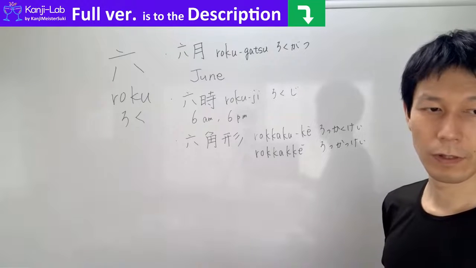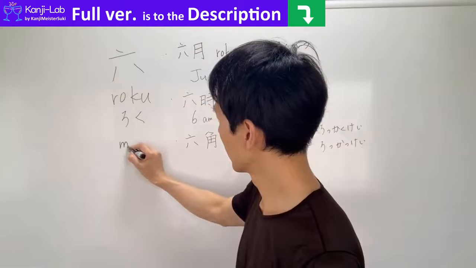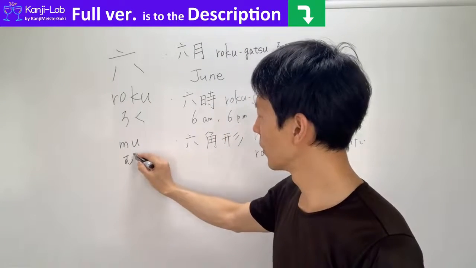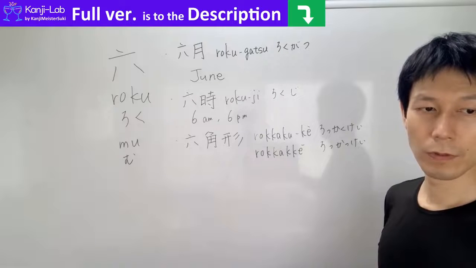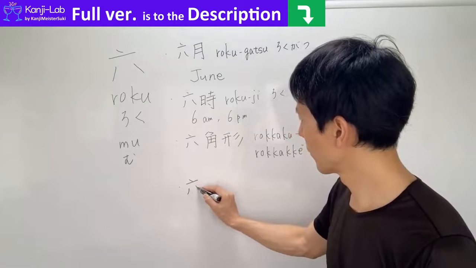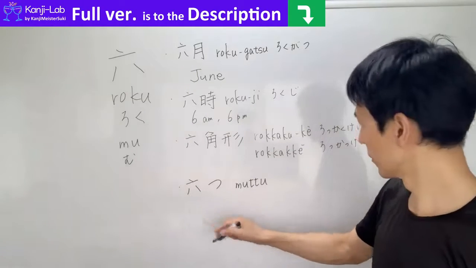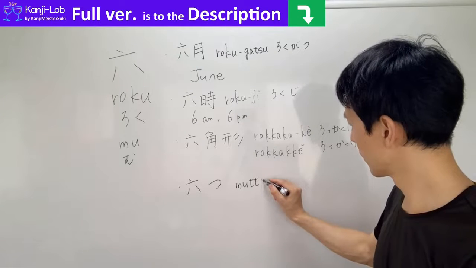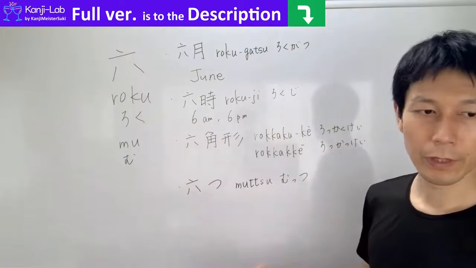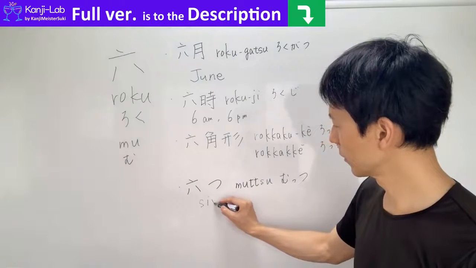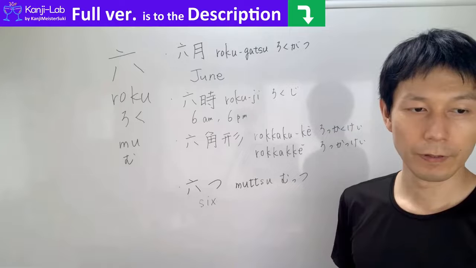Next, the reading is mu. For example, muttsu. Muttsu means 6. It is used for counting. And so on.